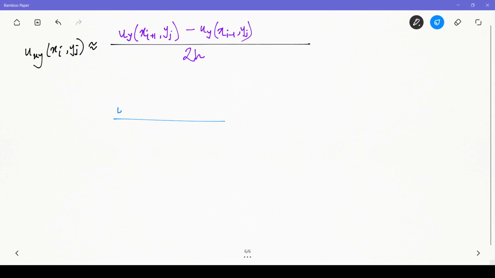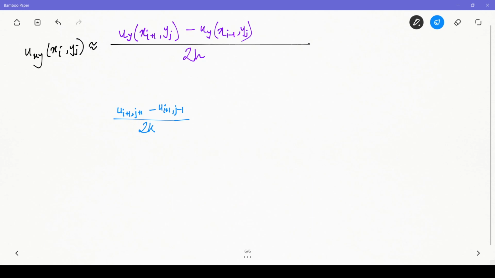We get u sub i plus 1. So i plus 1 will remain constant. And for j we are going to write j plus 1. So this is the functional value at the point x sub i plus 1 and y sub j plus 1. And then we're going to subtract u sub i plus 1, j minus 1, right? So this is the application of the central difference formula for this case only. Okay, so this thing will be divided by twice k, right?